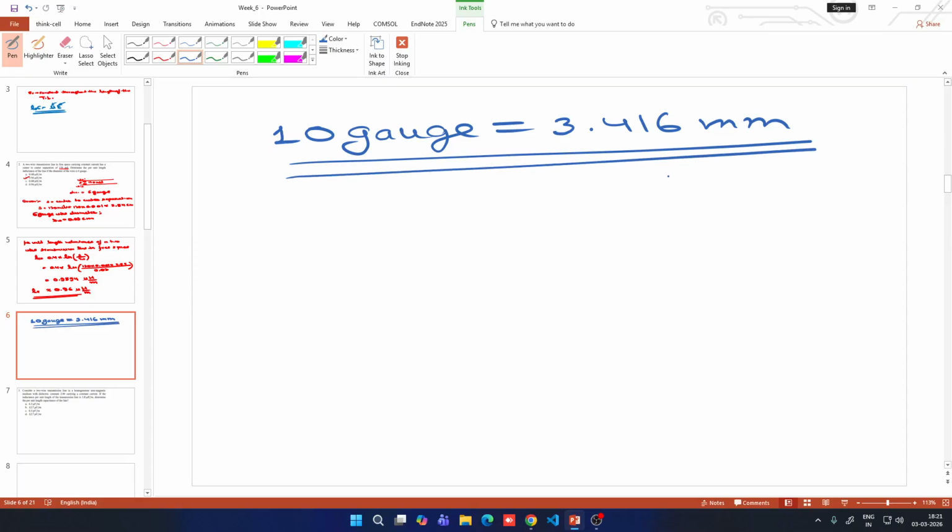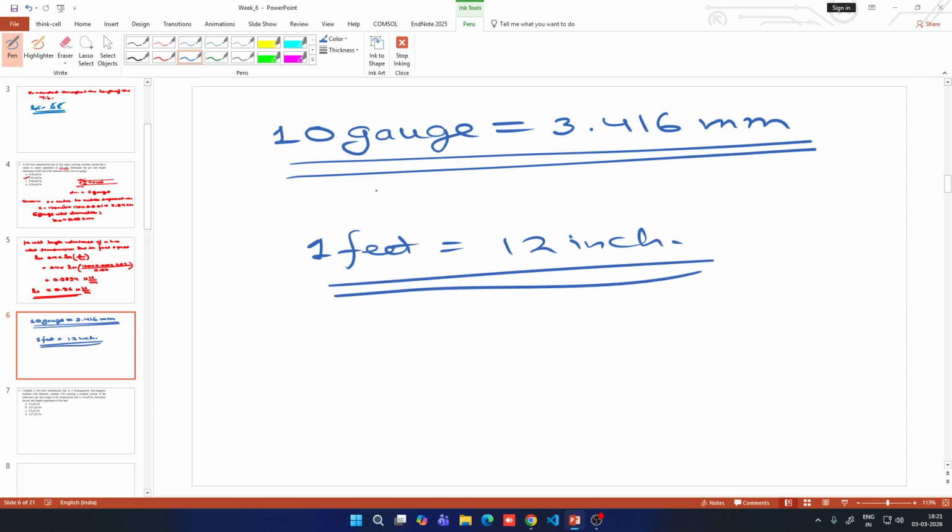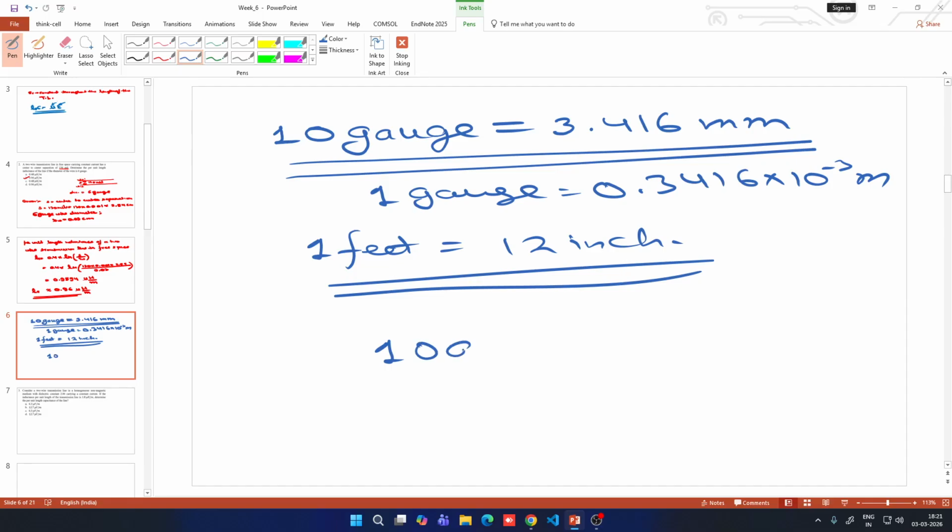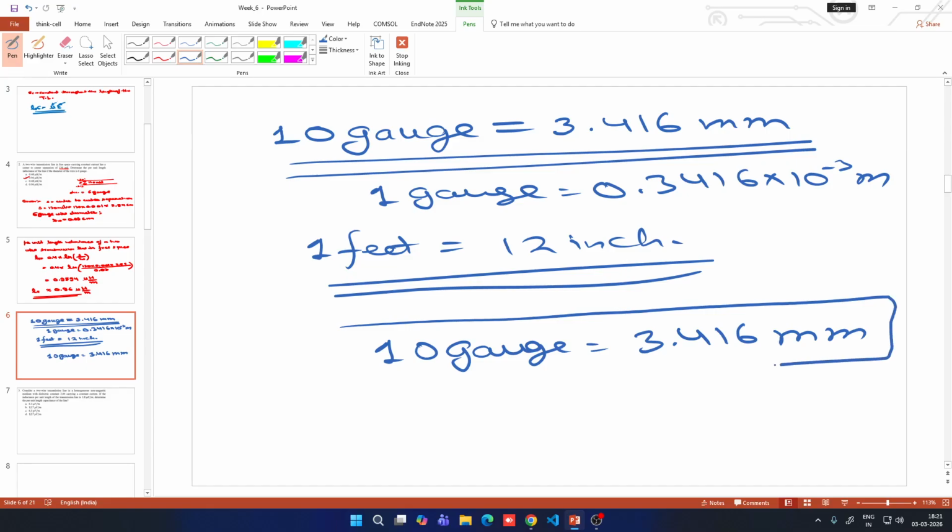So this, I guess you have to remember, it's something like saying 1 foot has how many inches? 12 inches. So similarly we can say 1 gauge is 0.3416 into 10 to the power minus 3 meter. So it's easier to remember this. 1 gauge is 0.3416 millimeter, 10 gauge is 3.416 mm.